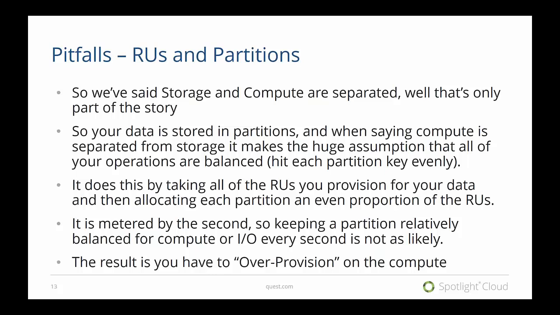So that's one problem. The second is that the RUs are metered by the second. So keeping a partition relatively balanced for compute I/O every second is not as likely as you think. For instance, on a sales database, you would think that say 10 customers might be interacting with your system at a given time. So all of the load will be on the partitions that those 10 customers' data are in. The result of that is you have to over-provision on the compute. But how much you have to over-provision will vary depending on your workload and your testing. And it's relatively easy to figure out the provisioning.